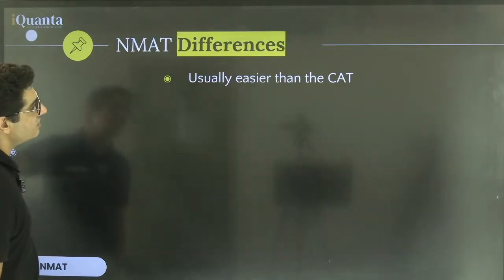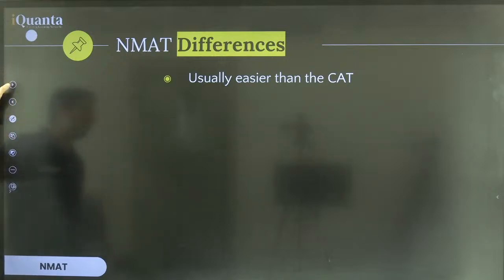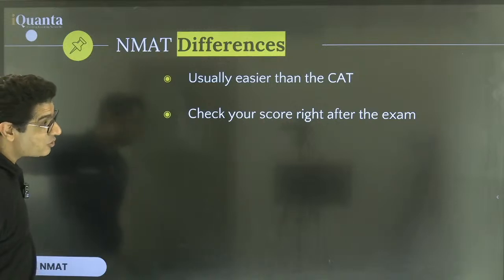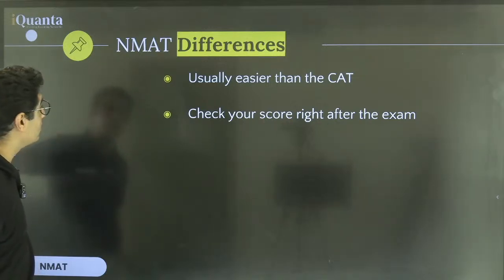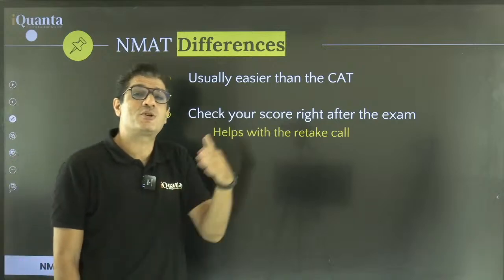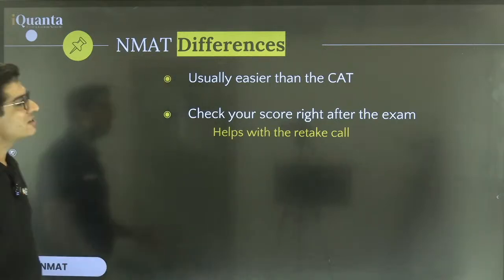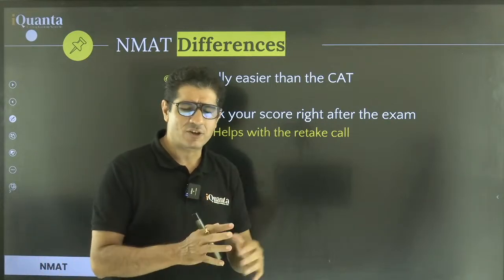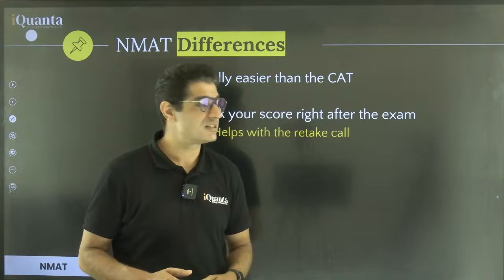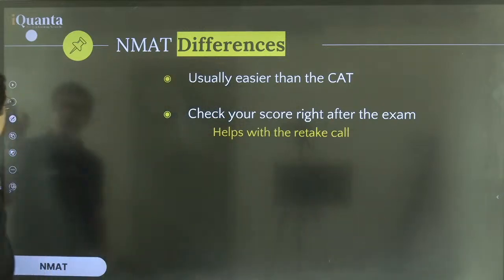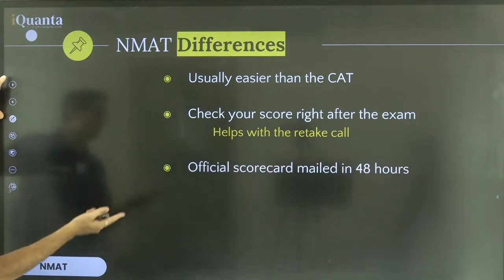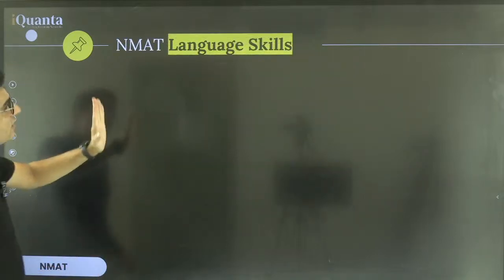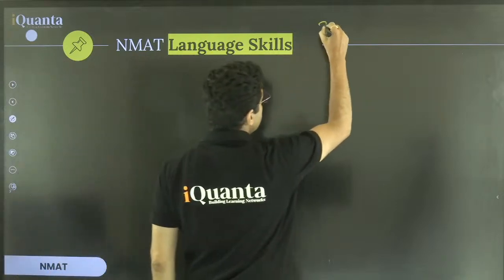Then the other thing is the level of difficulty is usually easier than the CAT across the board. You can check your score right after the exam, and that is how you can decide whether you want to retake the exam or not. When it comes to the colleges that you can apply to for NMAT and the cutoffs, we can make another separate video and talk about it. Okay, then the official scorecard is also mailed to you within 48 hours.